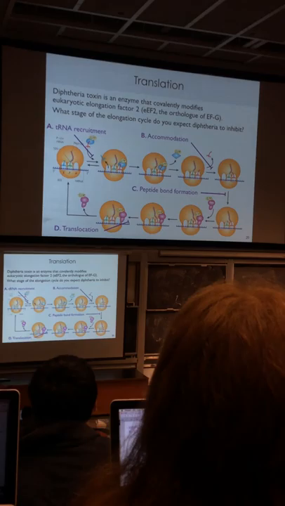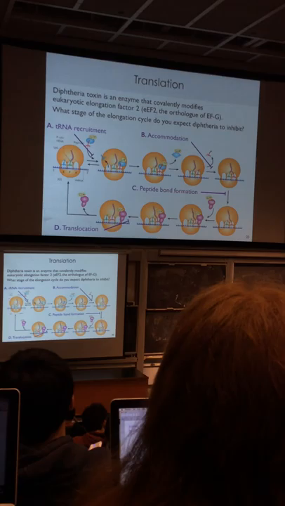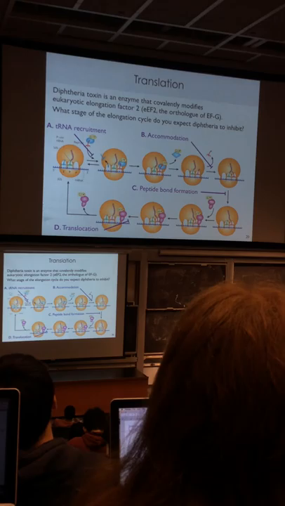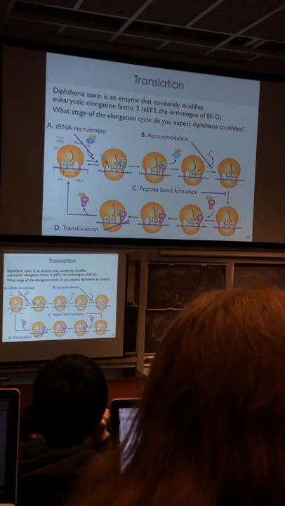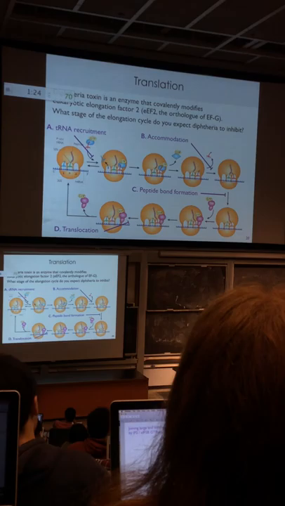And actually, I have a question about one of these. This is a bacterial toxin. So a question about the bacterial toxin, diphtheria toxin, is actually an enzyme produced by the diphtheria bacterium that covalently modifies and inactivates eukaryotic elongation factor 2. And the question is, which of these four stages of the elongation cycle do you think will be inhibited when this bacterial toxin inactivates EEF2?